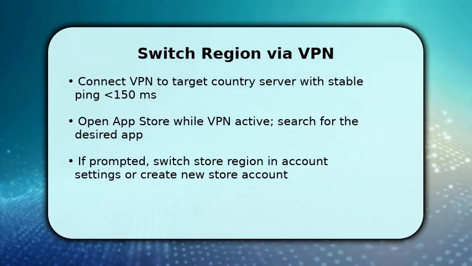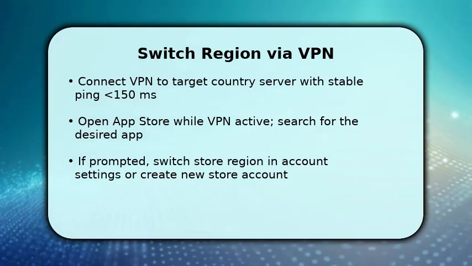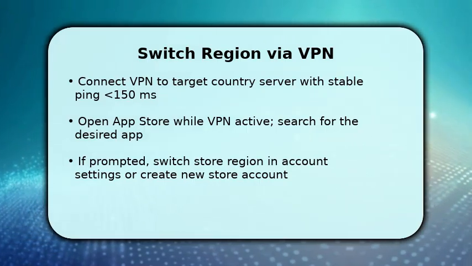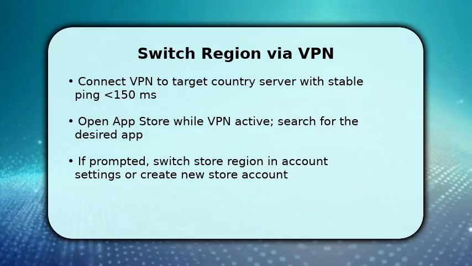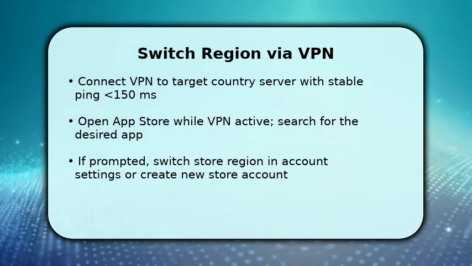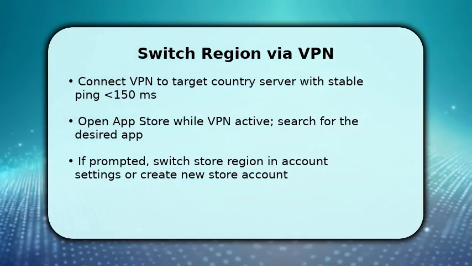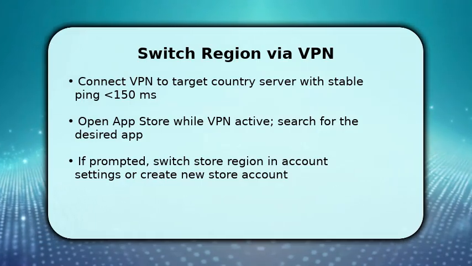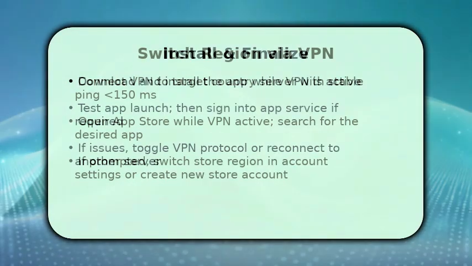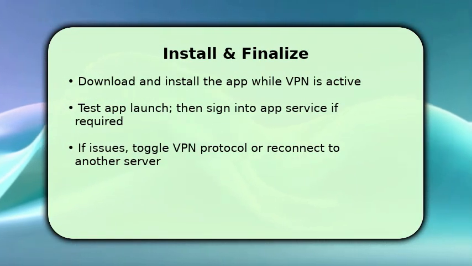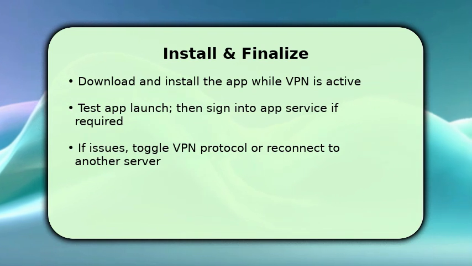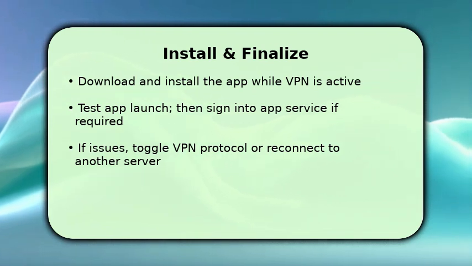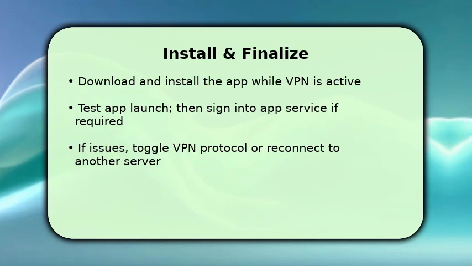If the app requires a local account, create a new store account using a matching country setting and a valid local address. Make sure the payment method aligns. You can install the app while the VPN is connected to ensure the download completes from the target store. Once installed, launch the app and sign in to any in-app accounts. Some services may still check location, so keep the VPN on for the first launch.